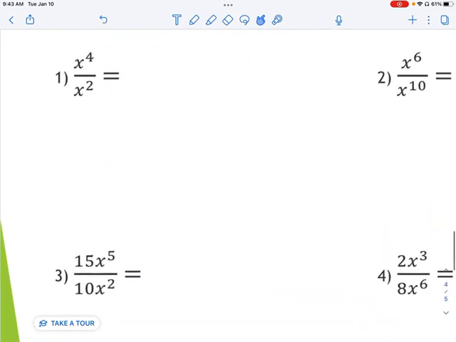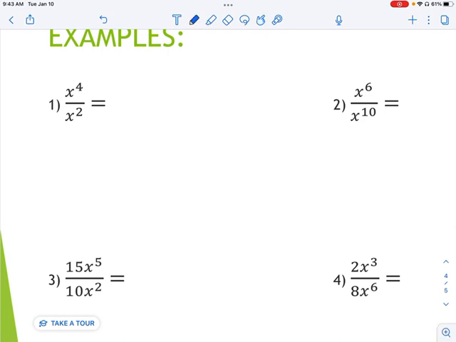All right, so let's try this. So on number 1, if I look at this, I can do it 2 ways. The first way is using the rule.